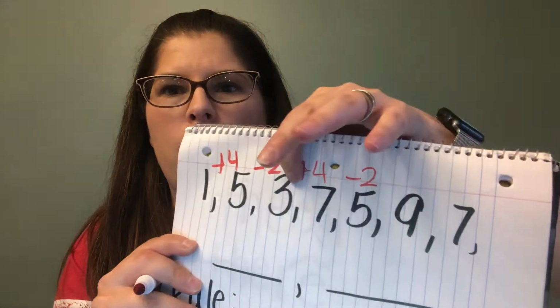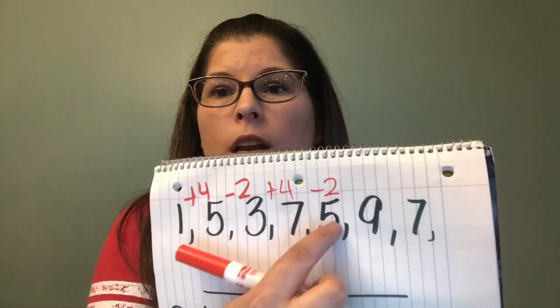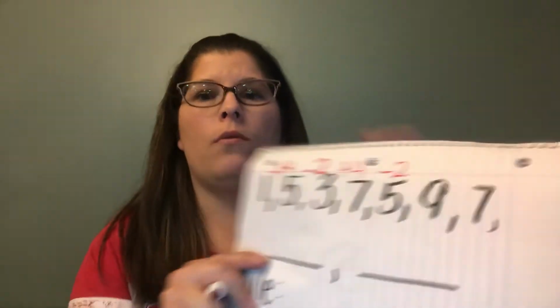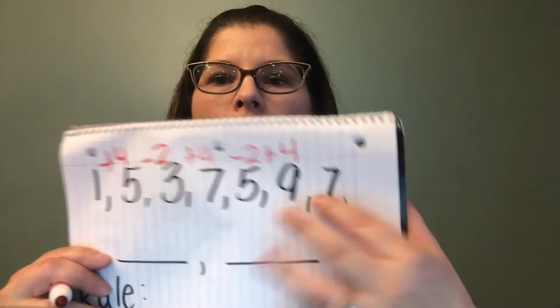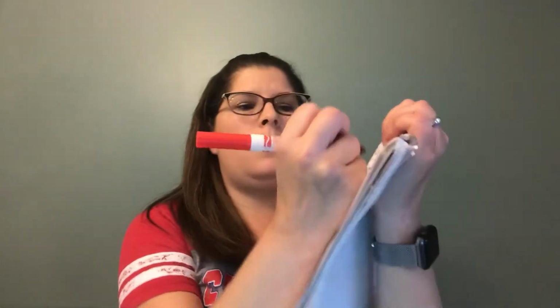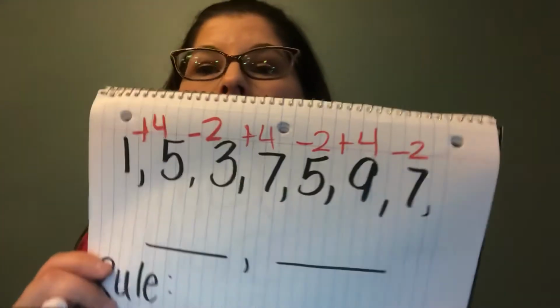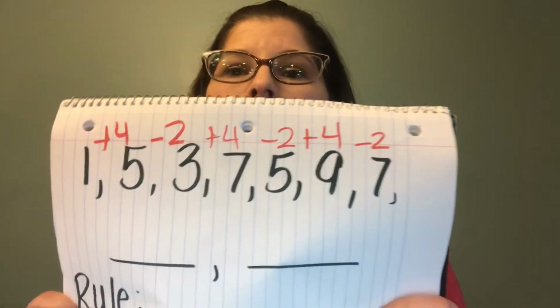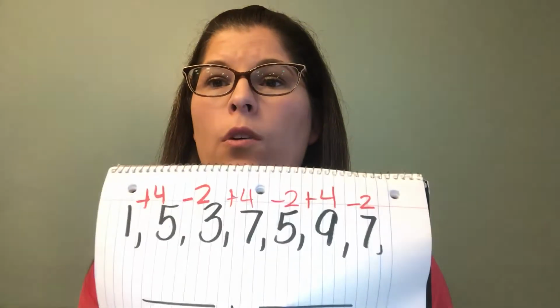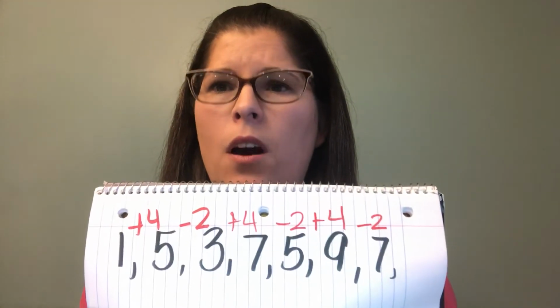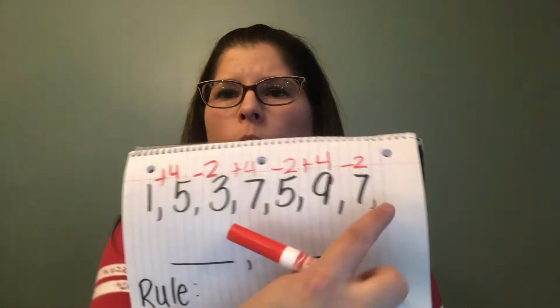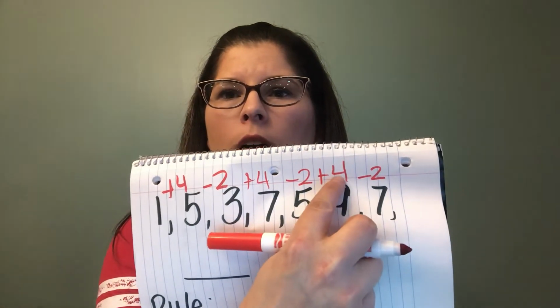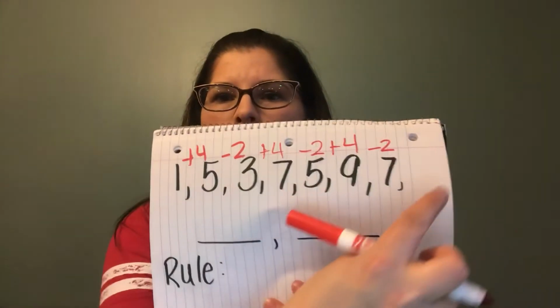Plus 4, minus 2, plus 4, minus 2. Let's see if this rule holds out. What did they do to go 5 to 9? Oh, they added 4. Okay, what did they do to go to 7? Oh, they subtracted 2. Plus 4, minus 2, plus 4, minus 2, plus 4, minus 2. Did I find the rule of the pattern here? Oh, for sure. Now, what do I need to do to follow? They did minus 2. Now I need to add 4.